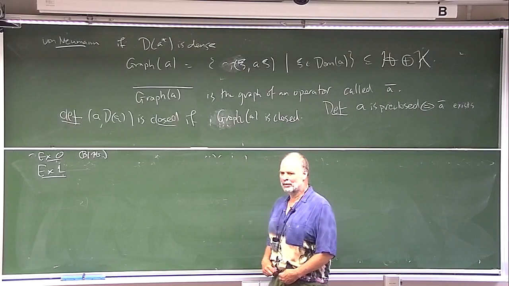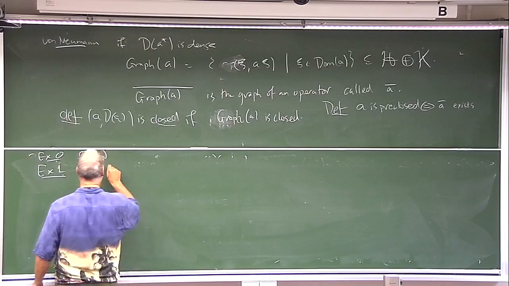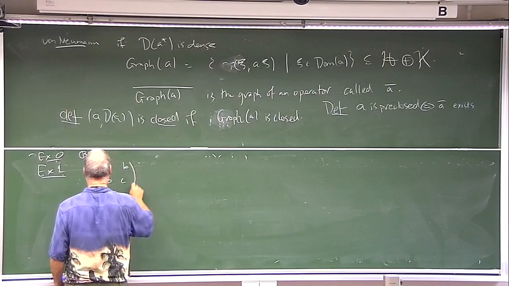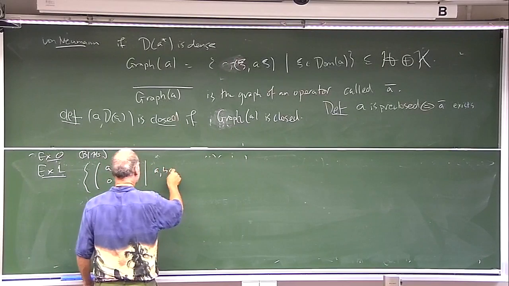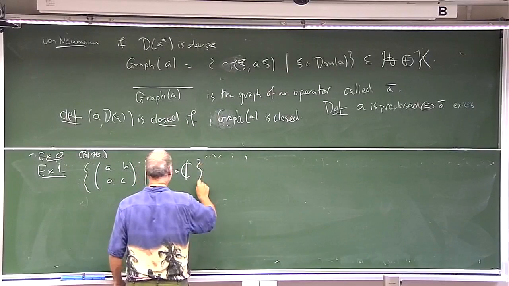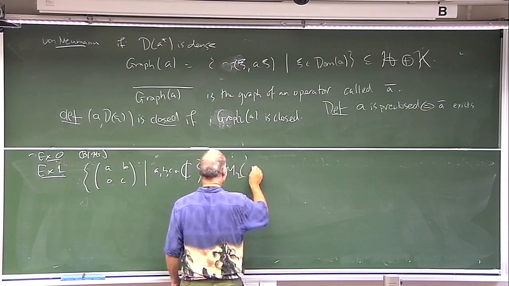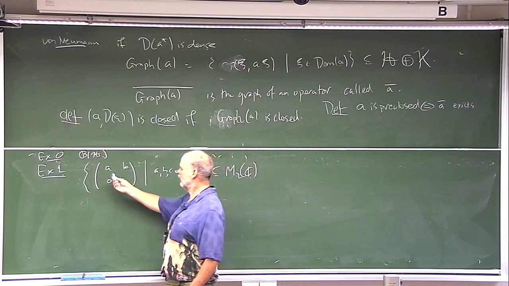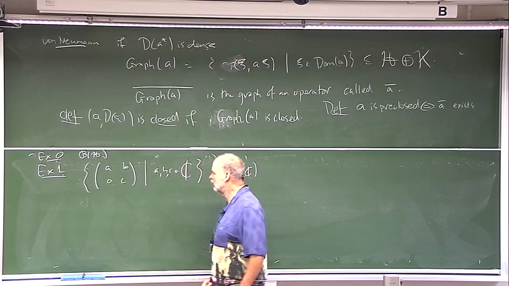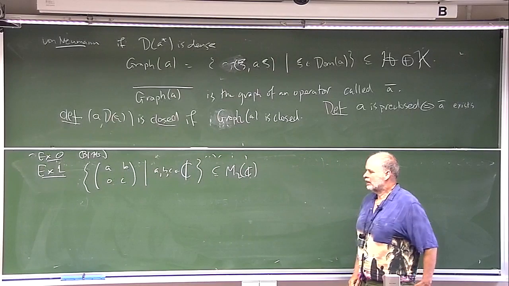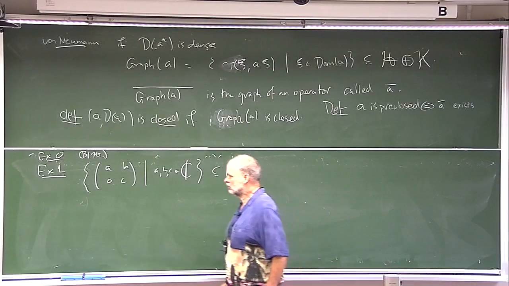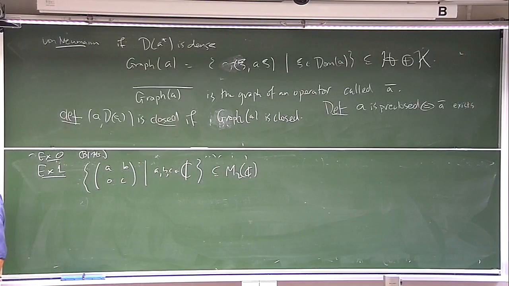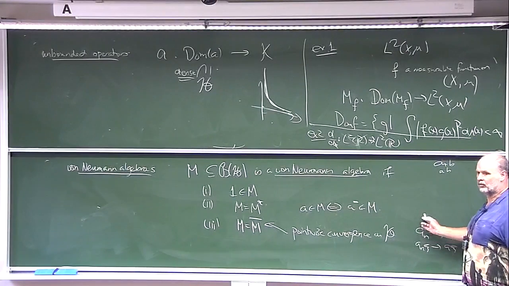All right, now, example one is a non-example. It's a very important non-example. Take the set of matrices which consist of A, B, C, which have 0 in the bottom left-hand corner. Okay, this is an algebra. It contains the identity. It's obviously closed because we're in finite dimensions, but it's not self-adjoint. This fails to be a von Neumann algebra.